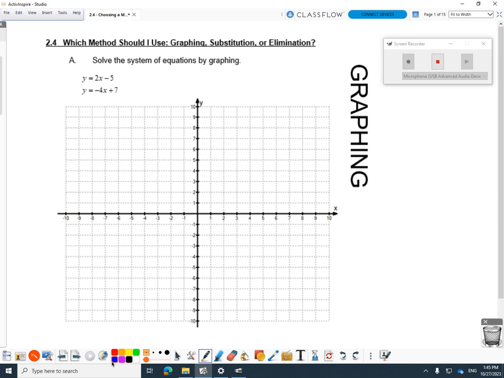Fabulous. Review of graphing. Do you remember graphing? One way we have to solve these is by graphing. You can not like graphing. I give you permission to not like graphing. Okay? But this is one of the methods to solve.